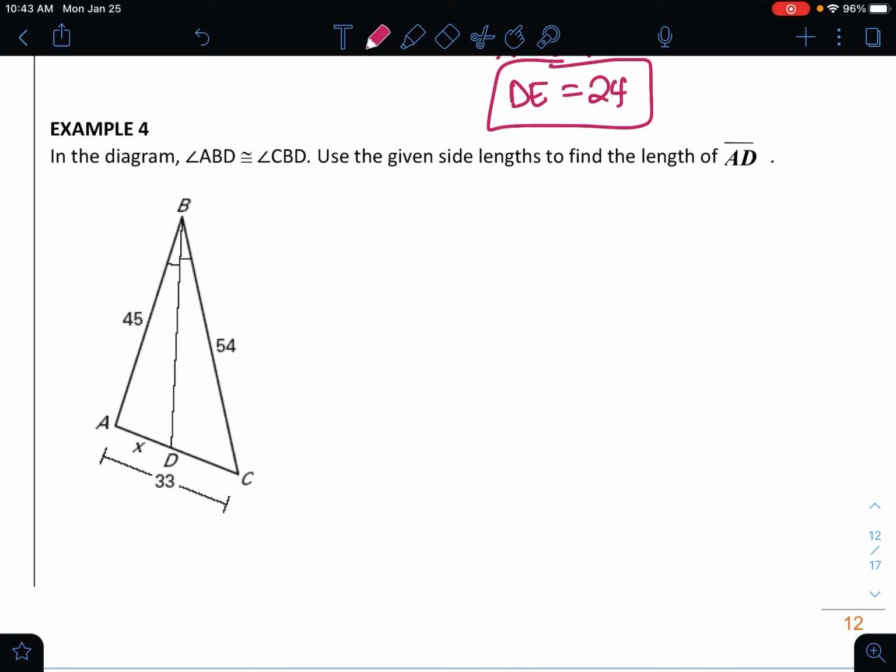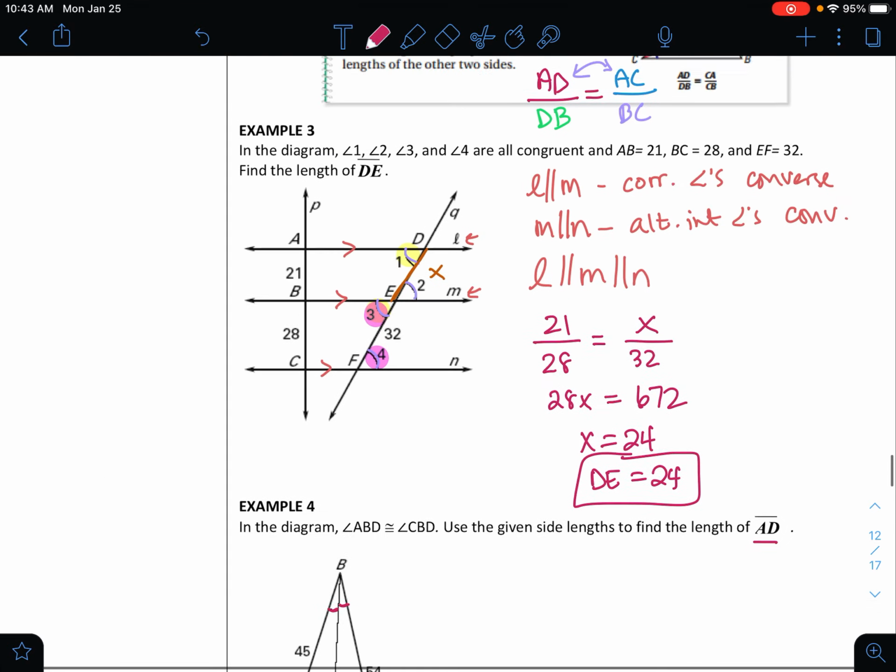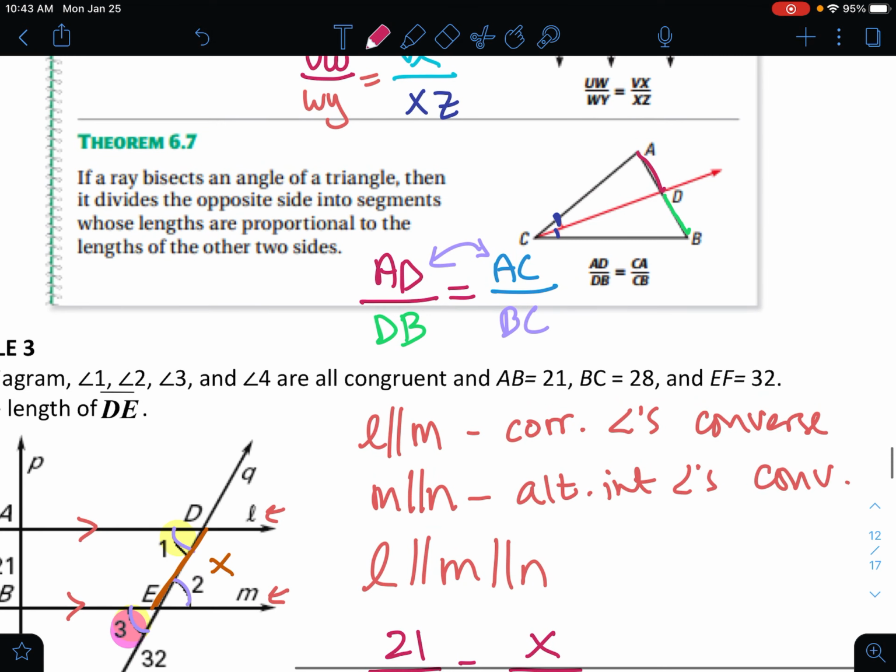All right, in the diagram, ABD is congruent to CBD. So here's ABD right here, congruent to CBD. So I have a ray or a segment, in this case bisecting the angle. Use the given side lengths to find the length of segment AD. And so that one's already marked X, okay? So I need to create a proportion where I had short length. So really, I'm looking at where that ray or segment is, what the other side of the triangle it's bisecting. So one ratio will be those individual segments.